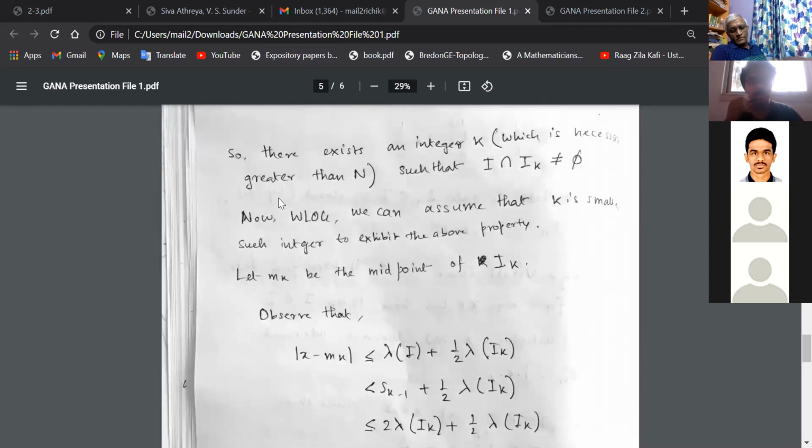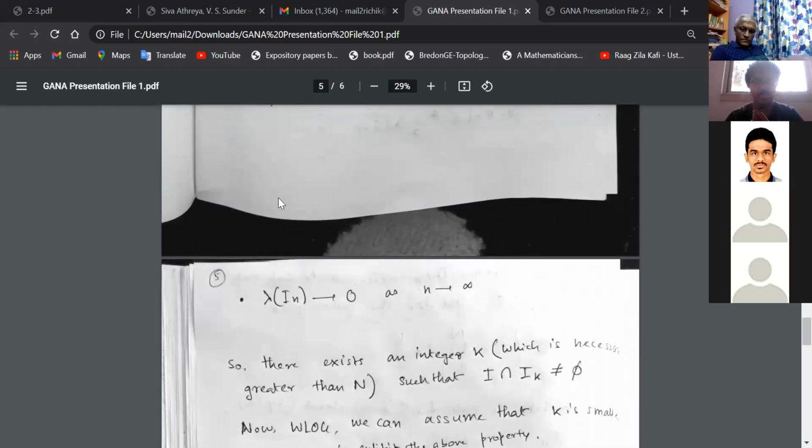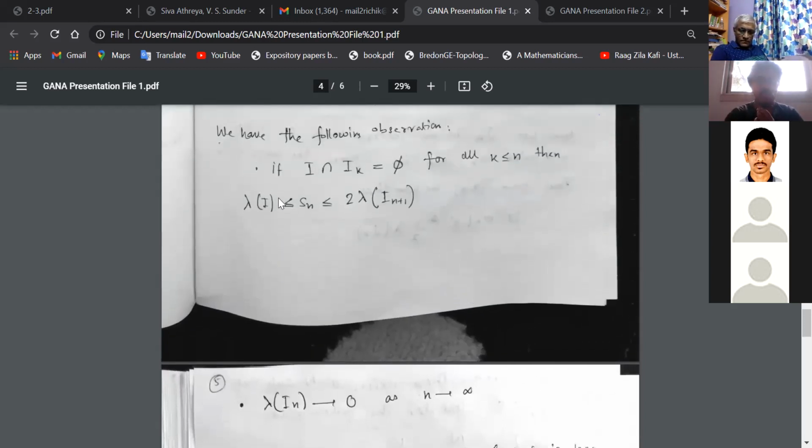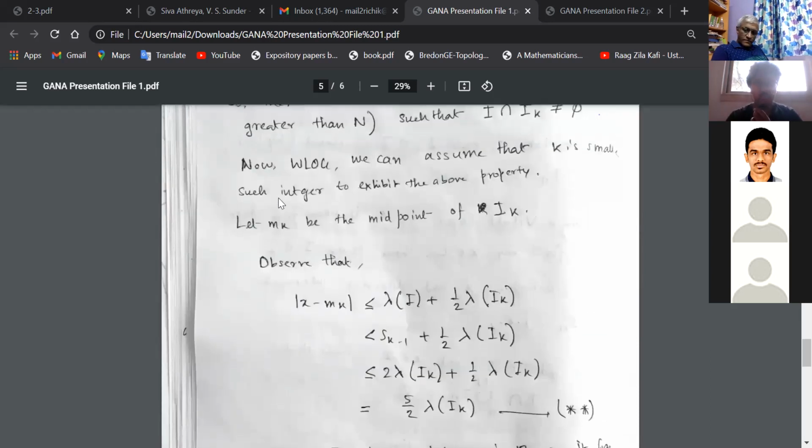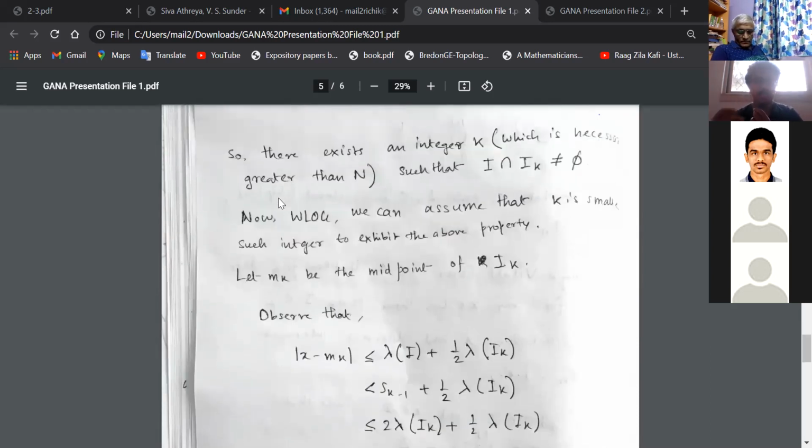So now there exists an integer k greater than n, such that... Why is it necessarily greater than n? Because if it is less than n, then this thing will arrive again. So we are looking at another case such that I_n intersection I_k is not equal to empty.